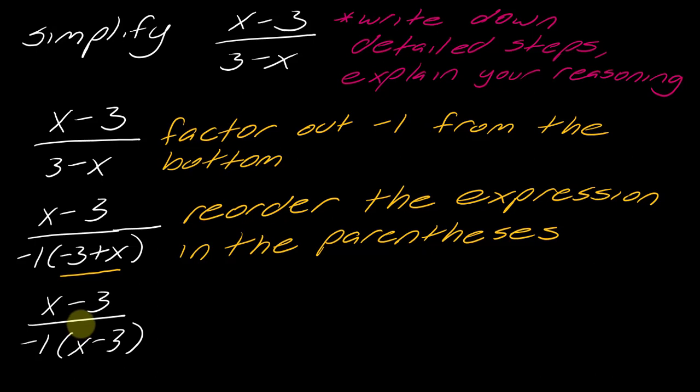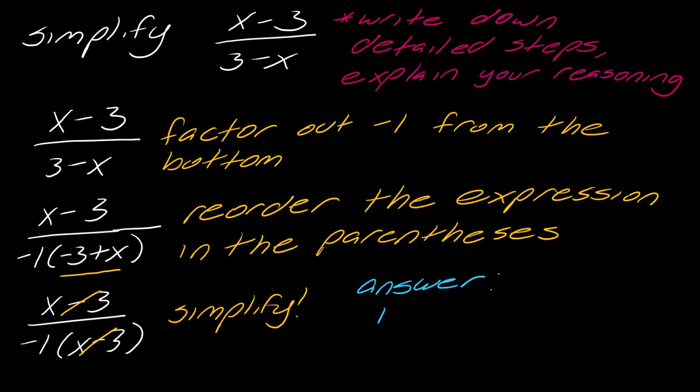And now you can see that we can actually simplify. What that means is I can cancel out these x - 3's. So what am I left with? Well, my final answer is going to be 1 over -1. So this whole thing will just equal -1.